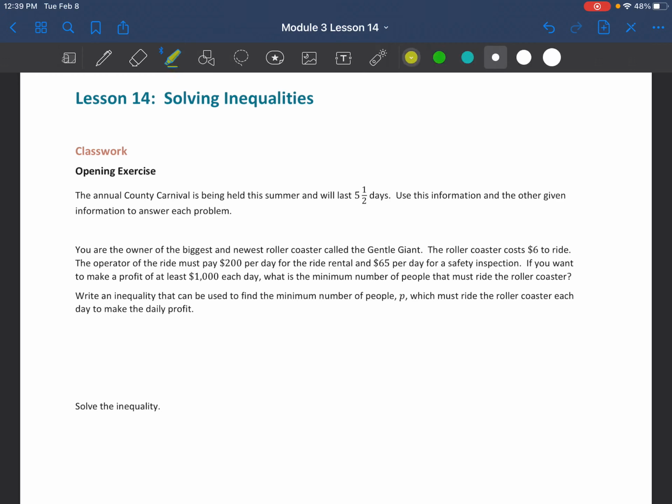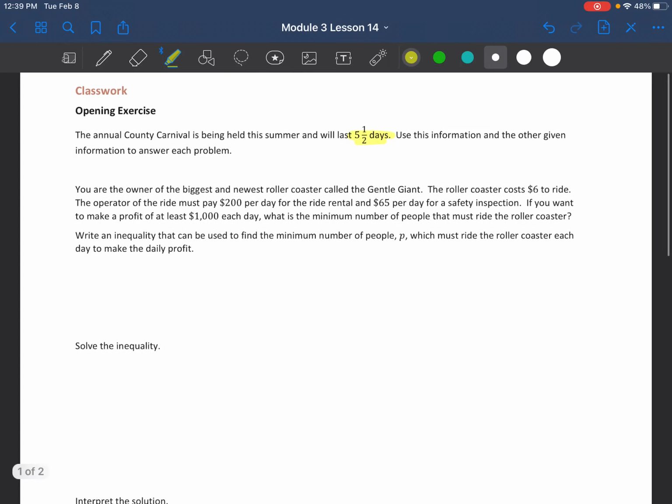The annual county carnival is being held this summer and will last 5.5 days. Use this information and other given information to answer each problem. Okay, so let's go ahead and highlight that. We are looking at the carnival held, so it was held for 5.5 days. We're going to need to use that information.